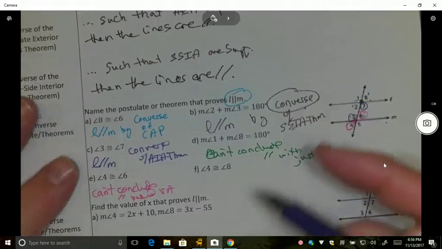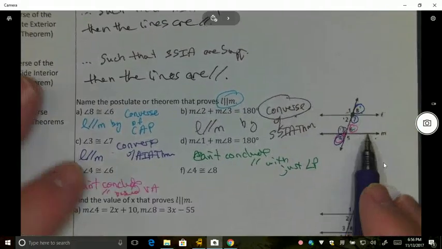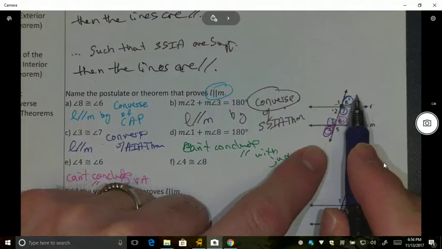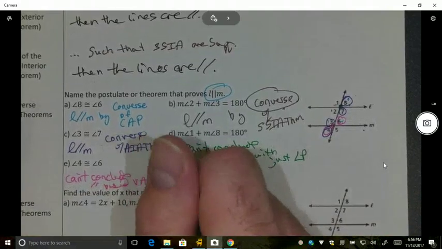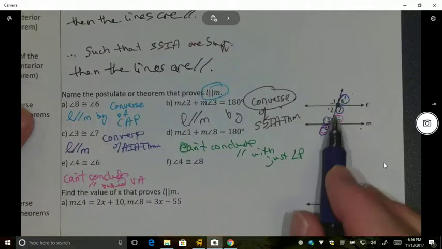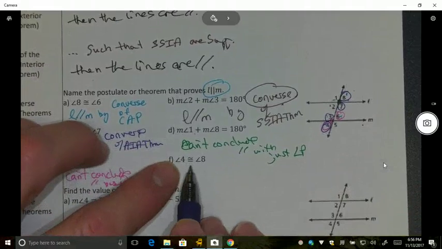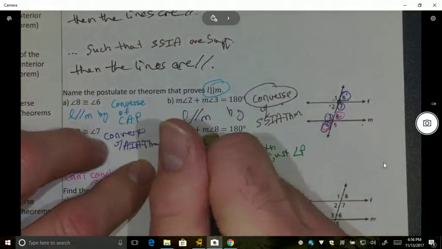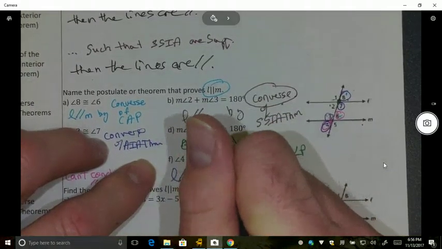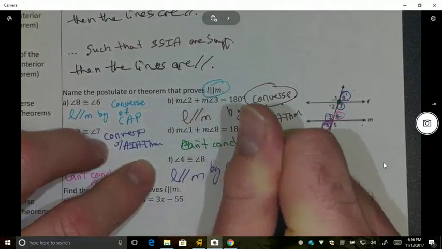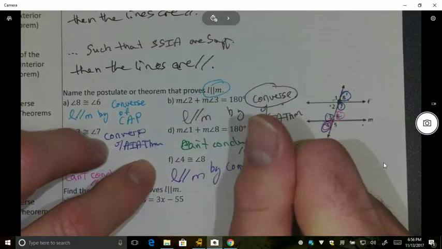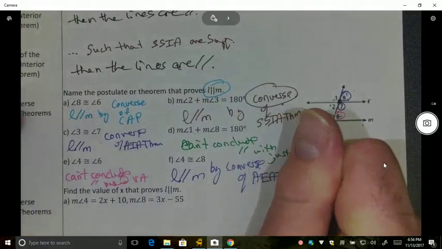4 and 8, I can make a conclusion about because they have separate vertices. They're on the outside and on alternate sides, so these are alternate exterior. Since they're congruent like I would expect them to be if the lines were parallel, I'm going to conclude that the lines are parallel by converse of alternate exterior angle theorem.